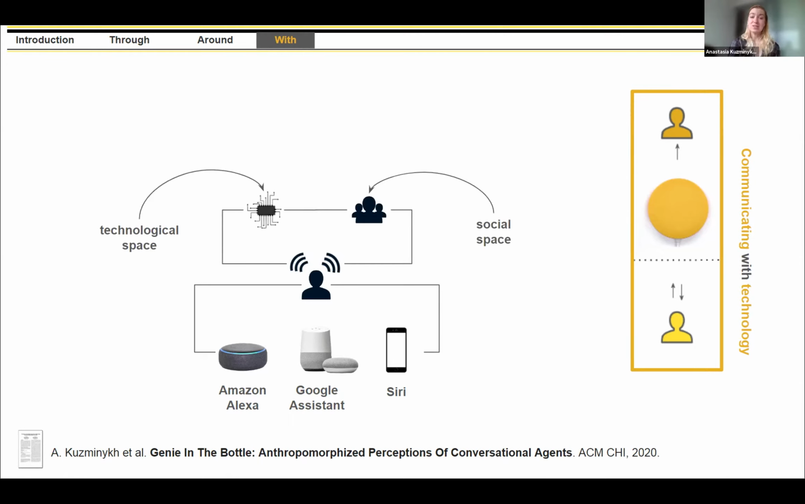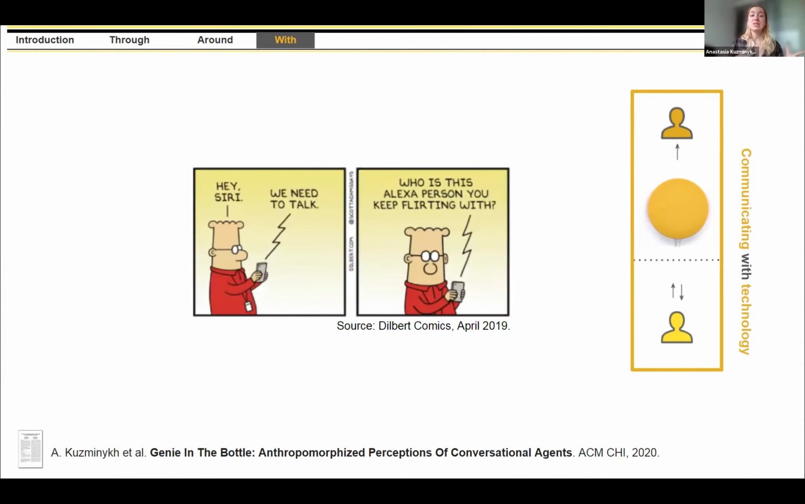And because of this, these voice assistants end up being integrated in both the technological space of a user's life, so the ecosystem of devices in their life, and at the same time in their social space, so with whom our users communicate on a daily basis. And so they tend to be anthropomorphized, right? So again, people start attributing lifelike qualities and traits to these agents.